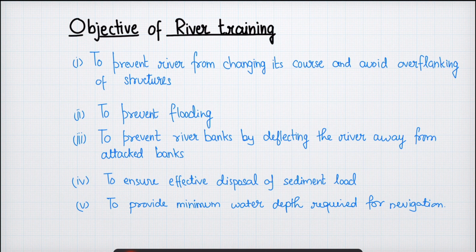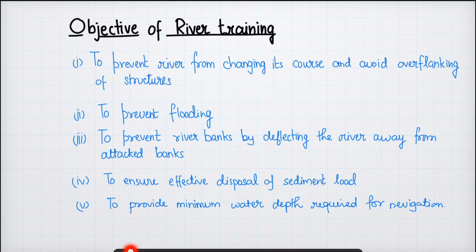So, what are the objectives of the river training work? The objectives can be summarized into five different points. The first point is to prevent the river from changing its course and avoid overflowing of the structures. As we have seen in the image before, if unchecked, the river will definitely change its course because of the meandering phenomenon, which we have discussed in the previous lecture. So the first objective is that we have to prevent the river from changing its course and overflowing of the structure.